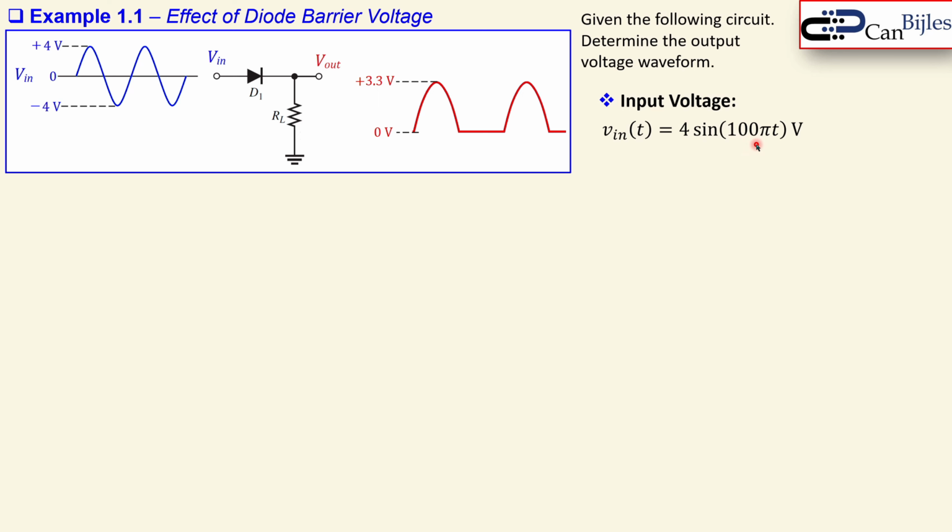And the frequency here is 50 Hz. You can see that by 100 radians per second over 2π. Okay, that is the effect of the barrier voltage of the diode when this is 4 volts peak.